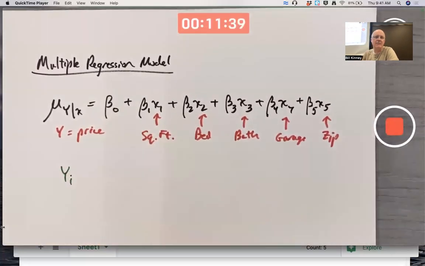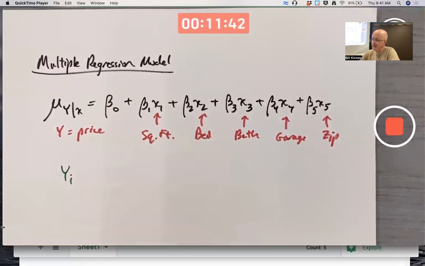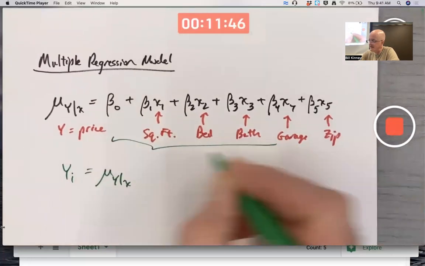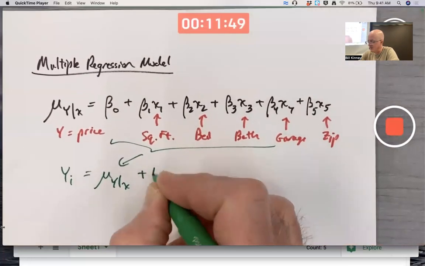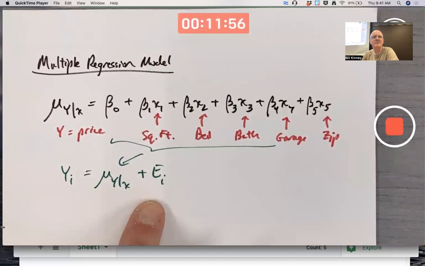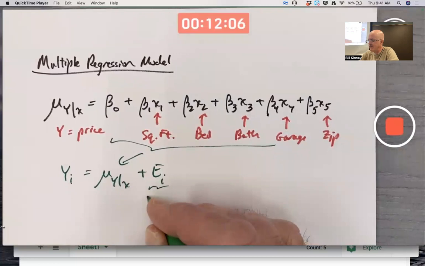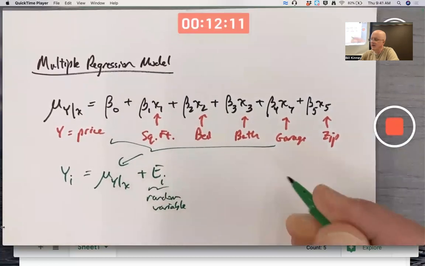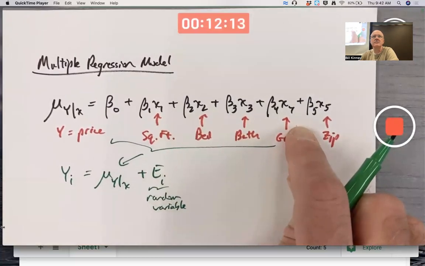Then an individual observation for y, thought of as a random variable, would be the mean, which would be given by all this, plus some error term. I'll call it E sub i. I have written this kind of equation before without subscripts, but mostly in the book, they write with subscripts. And here's your random part. That's where the randomness comes in. That's a random variable. All this other stuff's not a random variable.